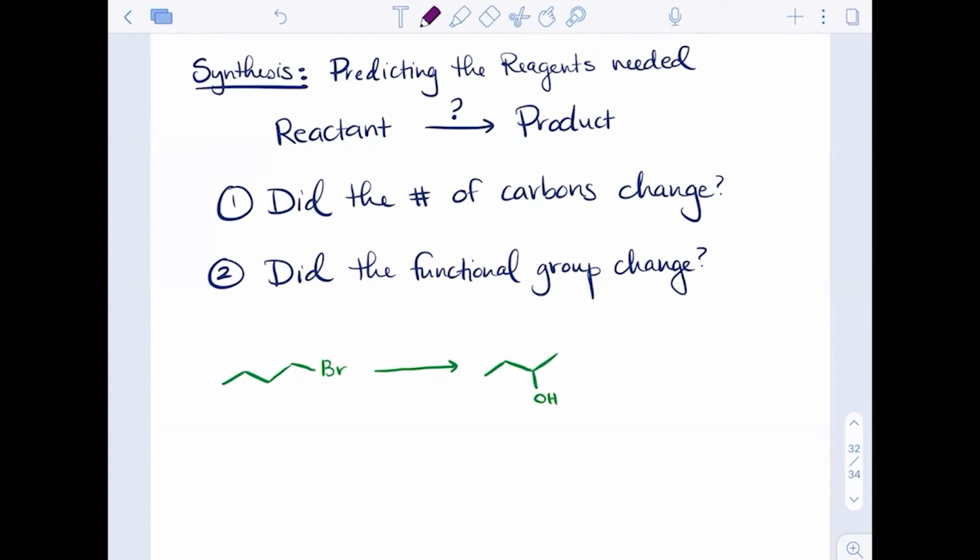All right, we want to ask ourselves 2 questions to link the reactant to the product. Looking at this first example, we have an alkyl halide on the left, the reactant, and we have an alcohol on the right. So let's ask ourselves, did the number of carbons change? I'm going to do a quick count.